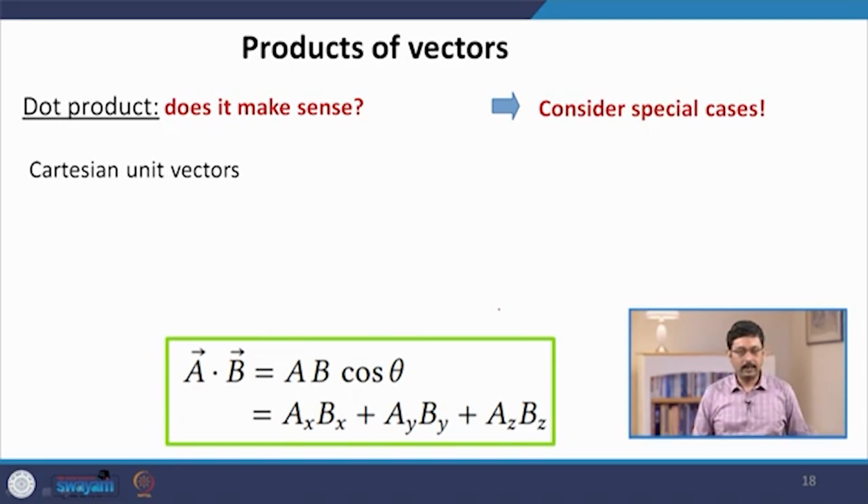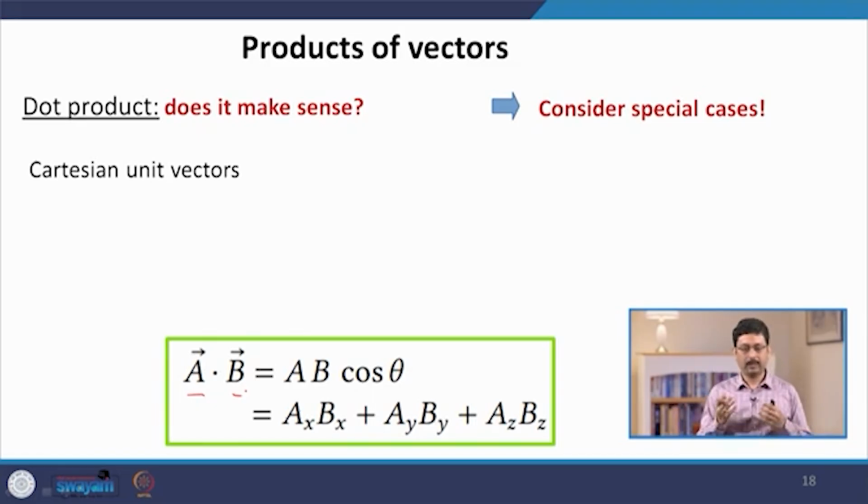So, the next strategy, again, does it make sense? The next strategy is to consider special cases of the formula. In this formula, A and B are sort of any general vectors, and that does not give you any good picture.